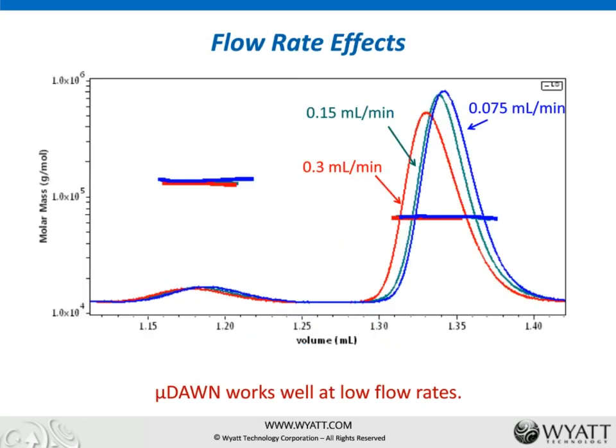Now, in addition to the low dispersion volume, we would also like to learn more about MicroDAWN's characteristics. So we tested at different flow rates with a model protein. We tested at 0.075 mL per minute, 0.15, and 0.3. Even though the elution volume changed slightly with different flow rates, molecular weights from MicroDAWN are consistent at different flow rates. We actually also tested in a separate experiment an even higher flow rate, 0.5 mL per minute. We did not see any surprises. So we're pretty confident that MicroDAWN works well at a wide flow rate range, including the low flow rates.